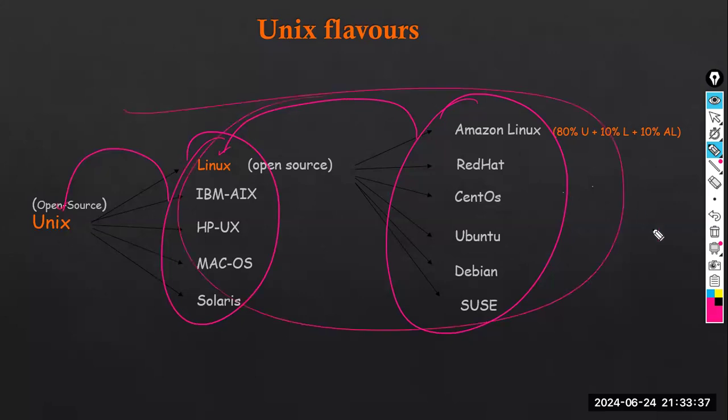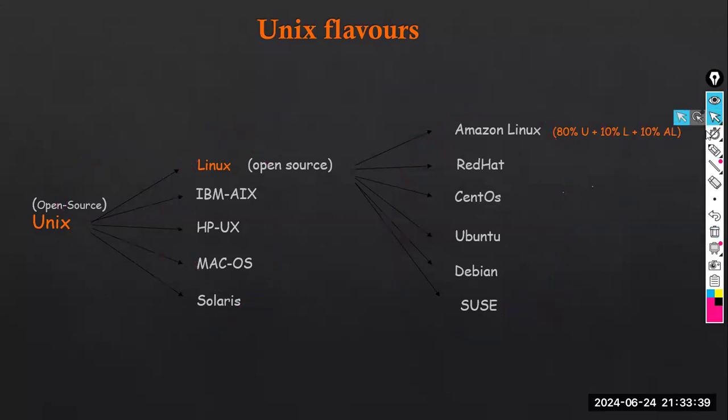Overall, the core operating system is what? In all of these operating systems, what is the core OS? Unix. Linux operating system. So in the Linux, do we have Linux here?